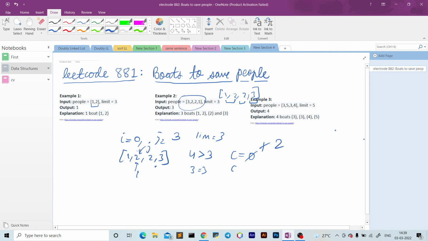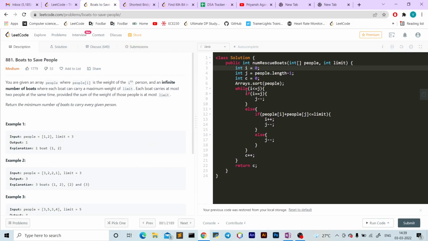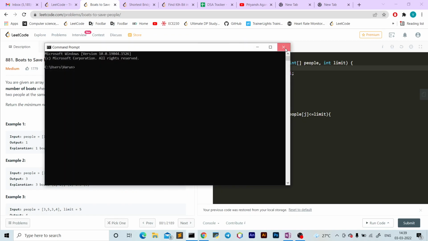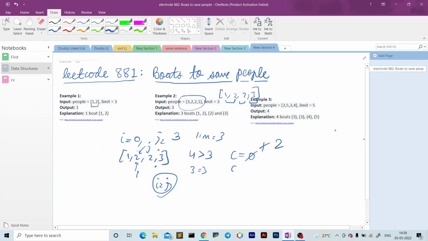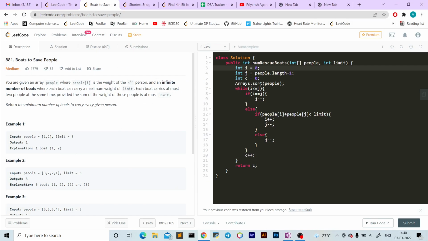And now here, since i is equal to j, this is the same element, so we don't have to take the sum. We can just decrement j and increment the counter to 3, then j would become less than i and this loop would end.